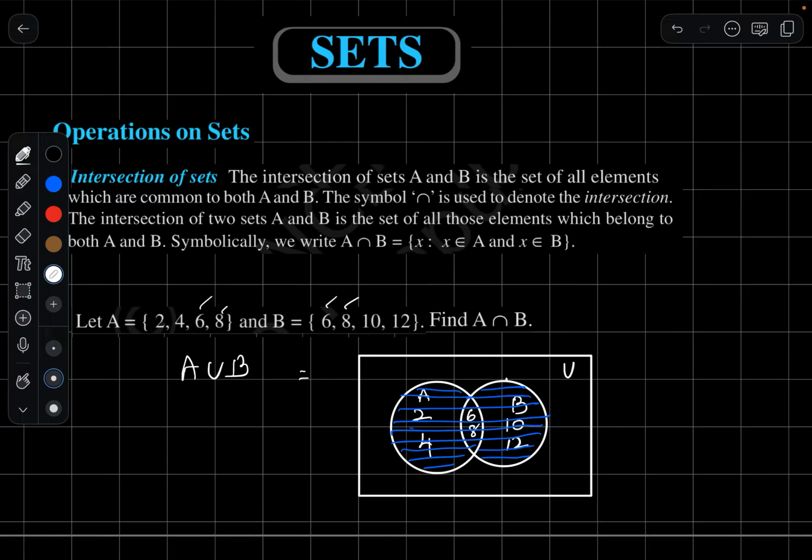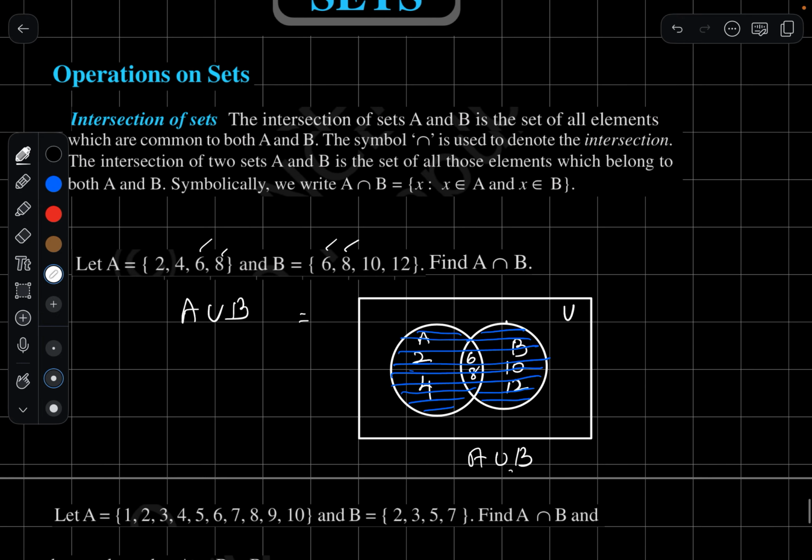Somewhere, above or below, you have to write A union B. Whenever you draw a Venn diagram, you have to name the sets, U the universal set, set A, set B, and you have to name what the diagram represents, always, whether it is A union B or A intersection B or A dash or whatever it is. Otherwise you will not get the full mark. So this is the Venn diagram for A union B.